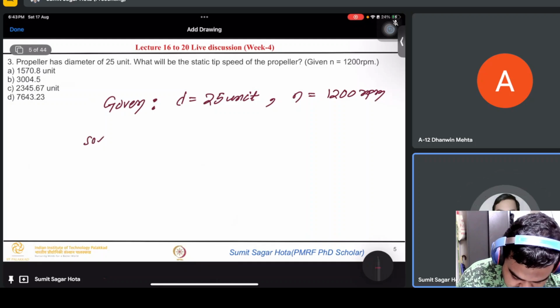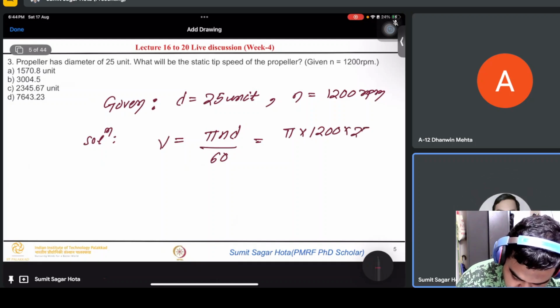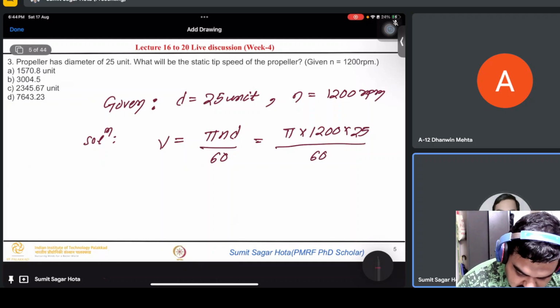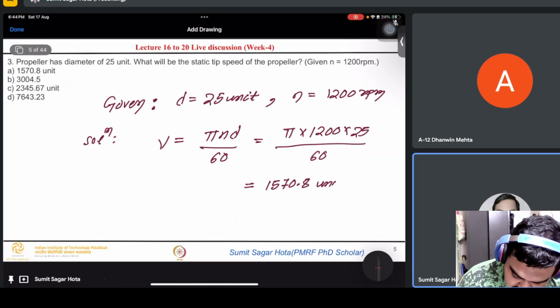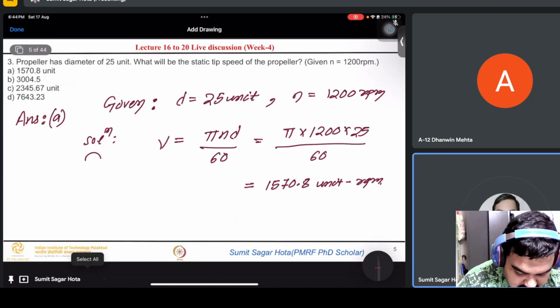So let's go to the solution. V is equal to pi N D by 60. Now we just saw this formula. So pi into 1200 into 25 divided by 60. So the answer will be 1570 units. Okay, so the answer is A.